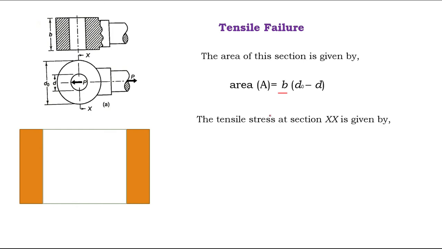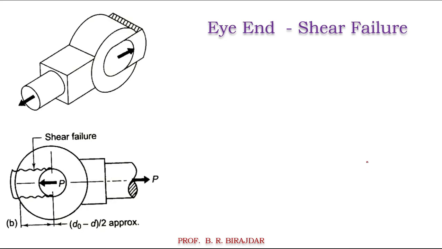Then the corresponding tensile stress sigma T is equal to load upon area, and we will put the value of the area which is resisting the failure. Then you will get sigma T is equal to P divided by B in bracket DO minus D. So this is what we first considered, the tensile failure. Now we will consider the next, the shear failure of this eye end.